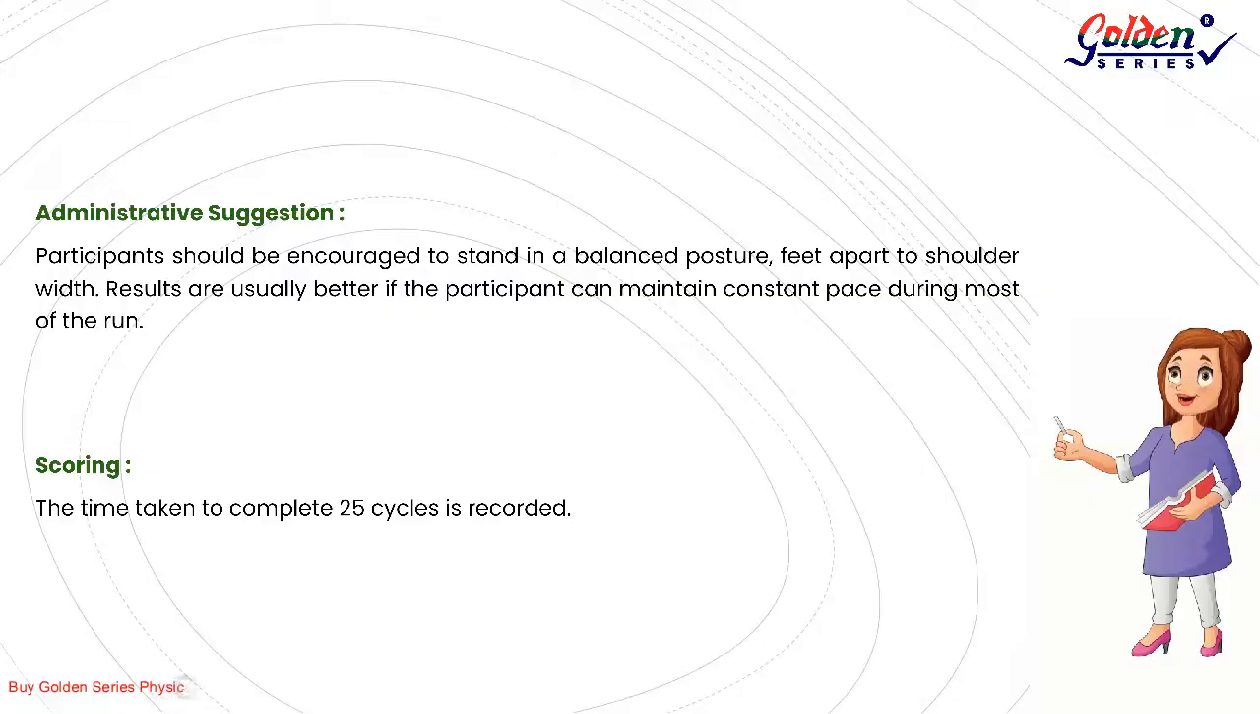Administrative suggestion. Participants should be encouraged to stand in a balanced posture, feet apart to shoulder width. Results are usually better if the participant can maintain constant pace during most of the run. Scoring: the time taken to complete 25 cycles is recorded.